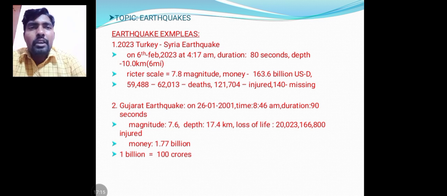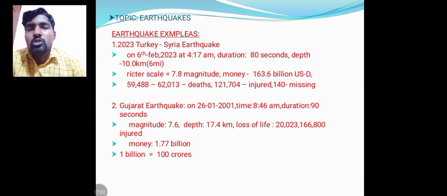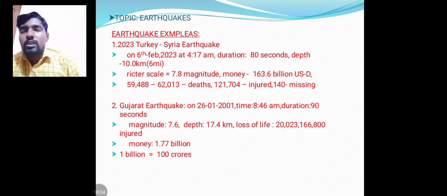Example: two years back, the Syria-Turkey earthquake on 6th February 2023, early morning at 4:17 a.m. Duration 80 seconds. The focus depth is only 6 miles or 10 kilometers. Richter scale intensity 7.8. So how much was the loss? 163.6 billion US dollars in property loss. Nearly 60,000 people lost their lives, about 121,700 people were injured, and 140 people are missing.